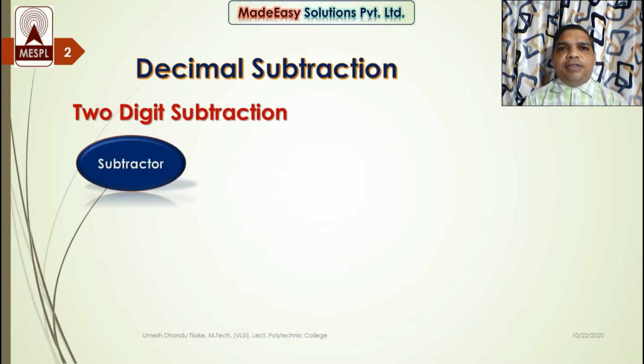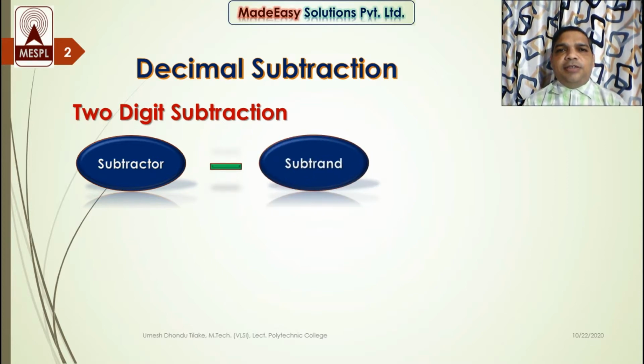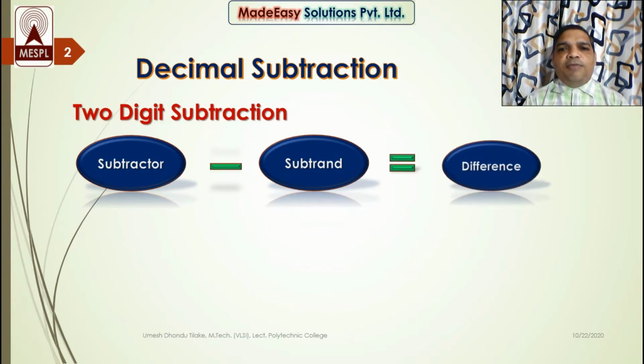So here I have a subtractor. The subtractor is the digit from which we take out something. That means we take out some digit, and that operation is called subtraction and is indicated by this sign, known as the minus sign. The second digit I have is the subtrahend. The subtrahend is the digit that gets subtracted from the subtractor, and whatever remains we call the difference.